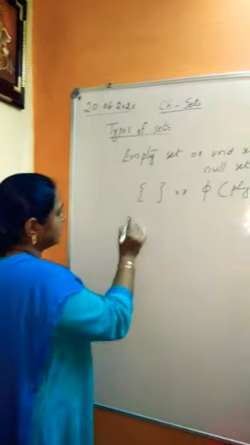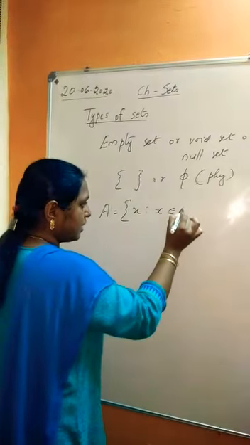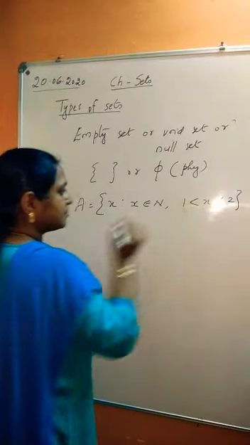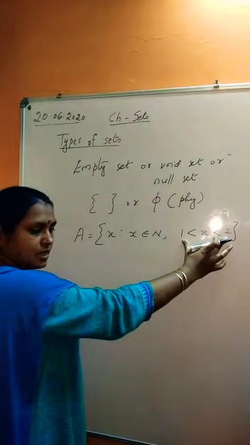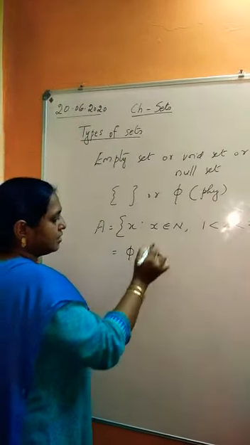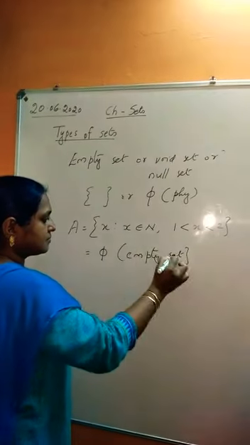For example, if I write A is the set of all x such that x belongs to N, x is a natural number, and 1 less than x less than 2. We know that there is no natural number lying between 1 and 2. So n of A is 0 here. Therefore, this is an example of an empty set.